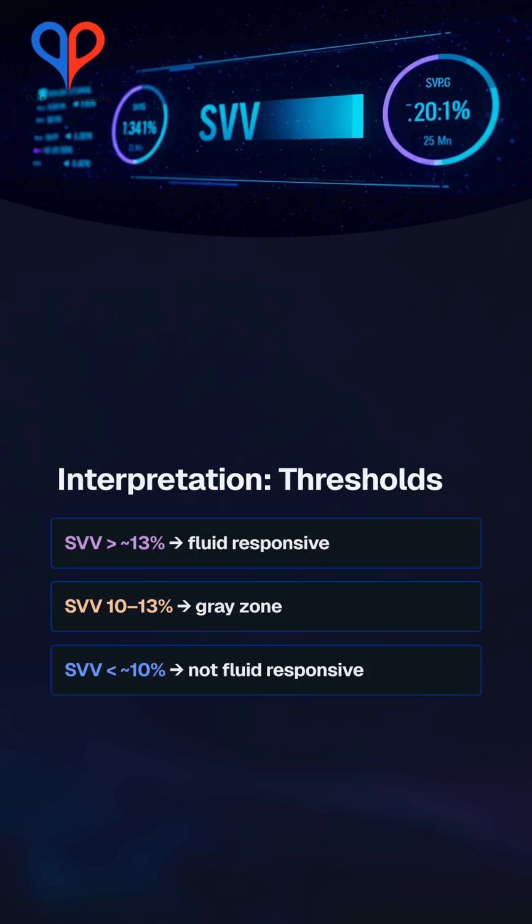While exact cutoffs vary by study and monitor, an SVV above about 12 to 13% is commonly used to indicate fluid responsiveness. Values below about 10% usually mean the patient won't increase stroke volume with fluids. Between 10 and 13 is a gray zone. Perform a dynamic test such as a passive leg raise or tidal volume challenge to confirm. Always pair SVV with clinical endpoints and other hemodynamics.